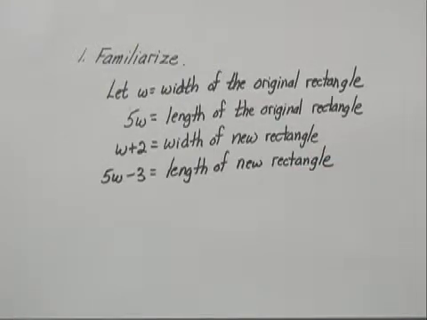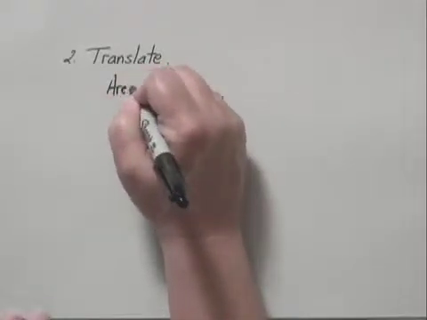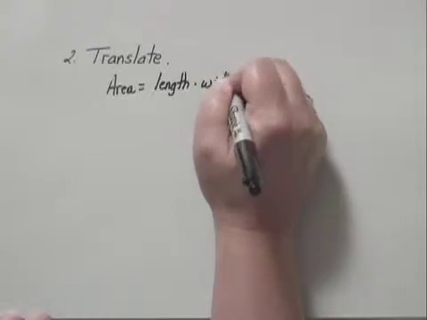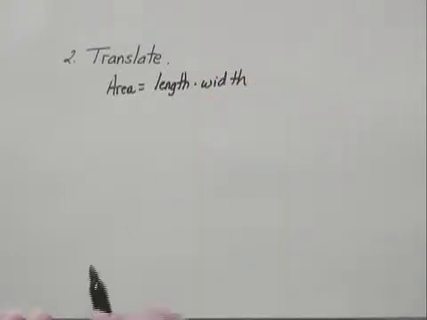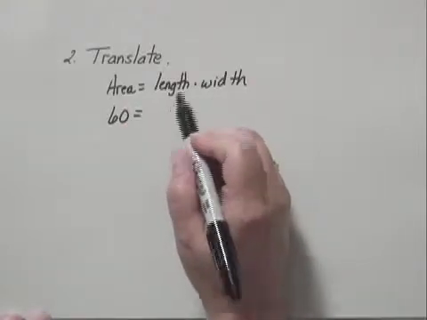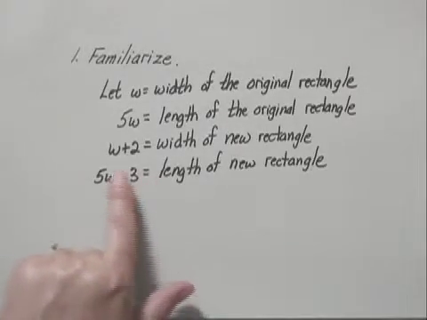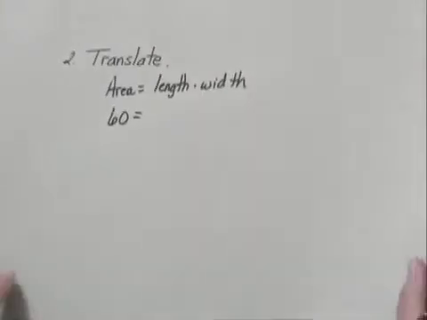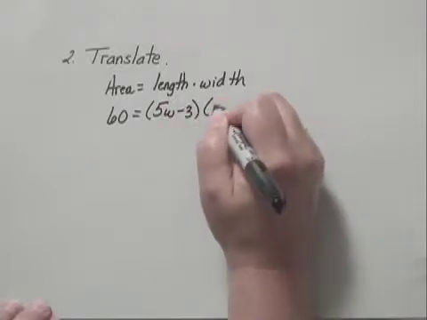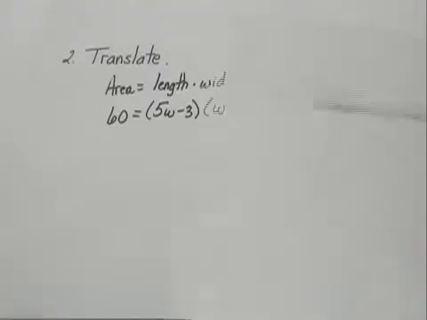To translate, we'll use the formula for the area of a rectangle. Now the area of a rectangle equals length times width. We're given the area of the new rectangle would be 60. And so I want to use the length of the new rectangle, which if I look back here was 5W minus 3, and the width of the new rectangle was W plus 2. So I use 5W minus 3 for the length and W plus 2 for the width. And now I can solve this equation.